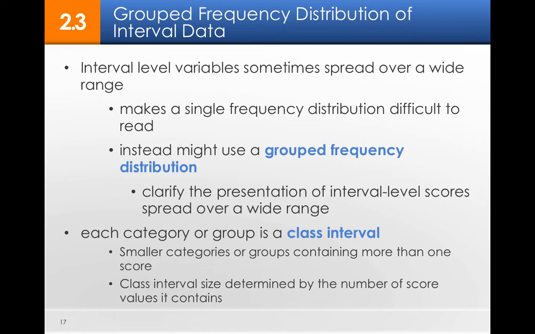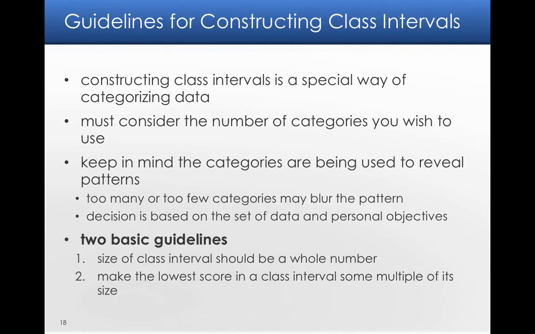The size of the class interval is going to be determined by the number of score values it contains. So this is a special way of categorizing our data. We want to think about how many categories we want to use, and what patterns we're looking for. The size of the class interval should be a whole number, and the lowest score in the class interval should be some multiple of its size.